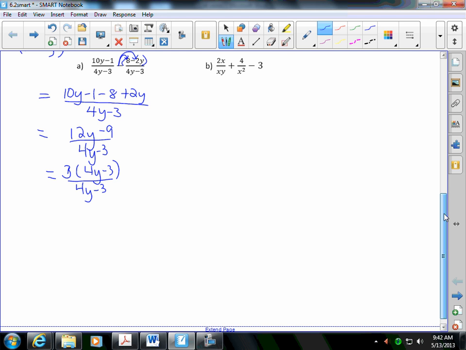Because a 3 is a common factor in 12 and 9. Because 12y divided by 3 is 4y, negative 9 divided by 3 is negative 3. It's just a GCF. They can, but before I cancel, I have to do my restriction. On the bottom, 4y minus 3 is not equal to 0, so y can't equal 3/4. So then if I finish, those will cancel, so my answer is just 3.